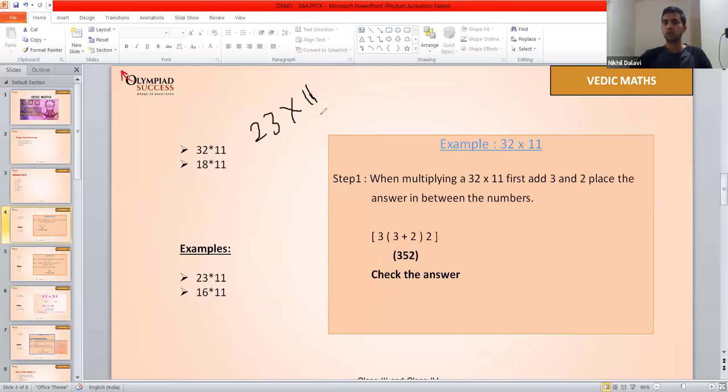So what will I do now? 23 times 11. You need to understand which method to use here. Here we're multiplying a number with a series of ones. We're multiplying 23 with 11. We'll write 23, but we'll put a gap in between. That is, we write 2, leave a gap, and write 3. Then you add 2 and 3. 2 plus 3 is 5, and you write this 5 in between. So the answer of 23 times 11 is 253.